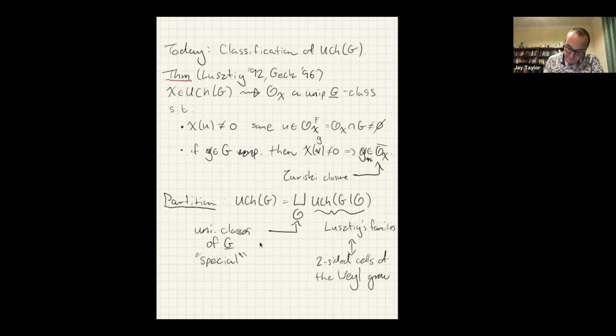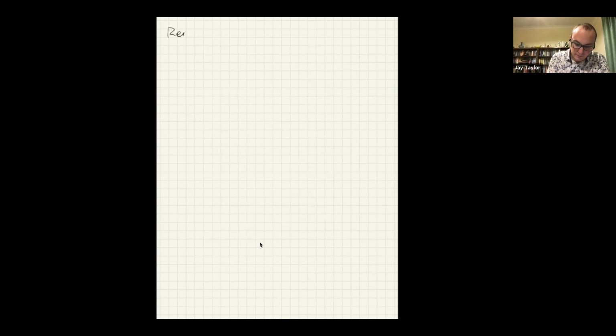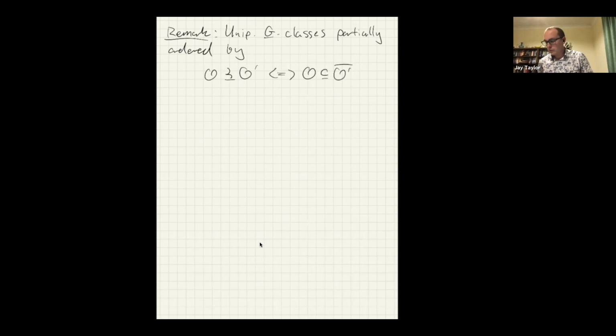Okay, so maybe I'll say just one thing now that's interesting about this partition. This set of unipotent classes is partially ordered by the closure relation. So in turn, this gives us some kind of partial order on the set of unipotent characters as well.